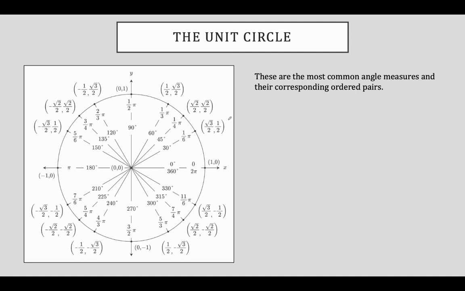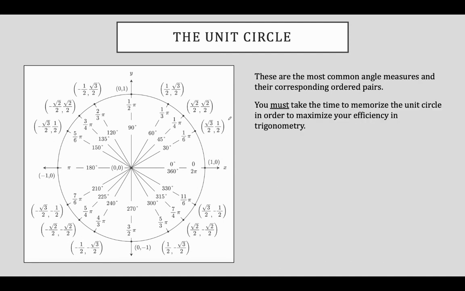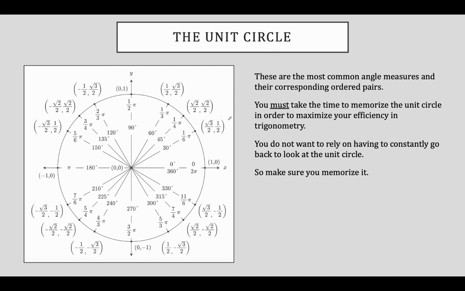All right, this is something that you just need to memorize. These are the most common angle measures and their corresponding ordered pairs, and you must take the time to memorize the unit circle in order to maximize your efficiency in trigonometry. You do not want to rely on having to constantly go back to look at the unit circle. You will not get anything done. So make sure you memorize it. Again, it will save you valuable time.